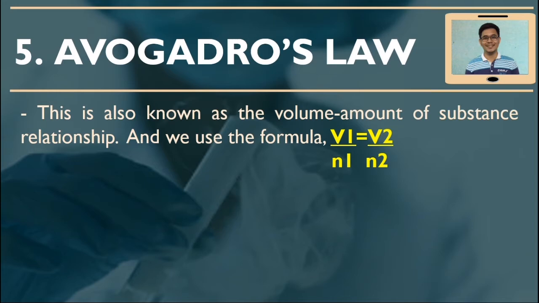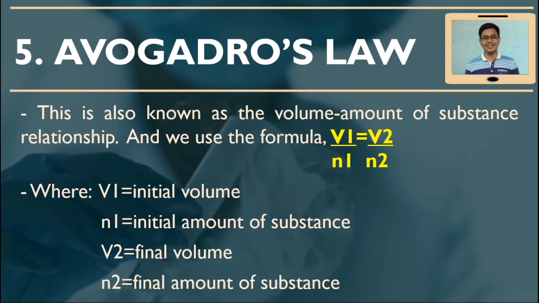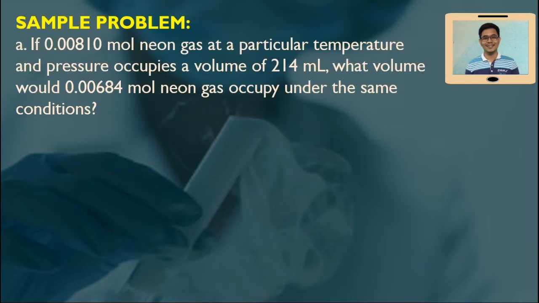And then here in this Avogadro's law, we're going to use the formula V1 over N1, which is our amount of substance 1, which is equal to our V2 over N2, wherein V1 is our initial volume, N1 is our initial amount of substance, V2 is our final volume, and our N2 is the final amount of substance, which is our amount of substance is expressed in mole or MOL. And then we have our sample problem. In order for us to familiarize with the formula, V1 over N1 is equal to V2 over N2.